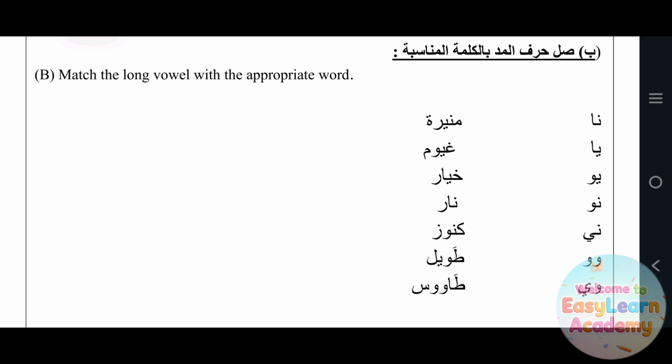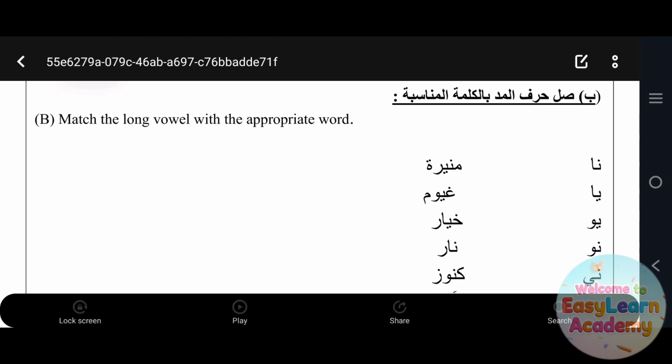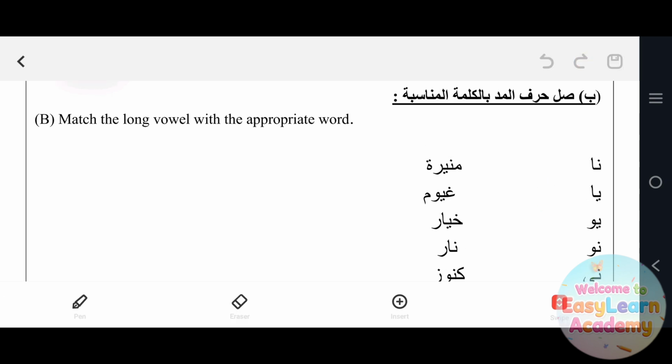The first one is na. Can you see? Yeah. The na I will match with nar. Nar means fire. I will match with nar. The long vowel is included in this word. So I'm going to match that.